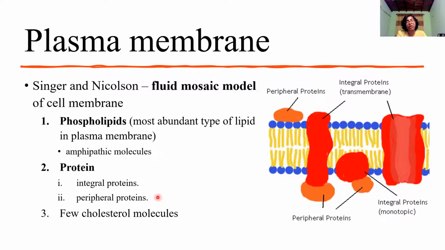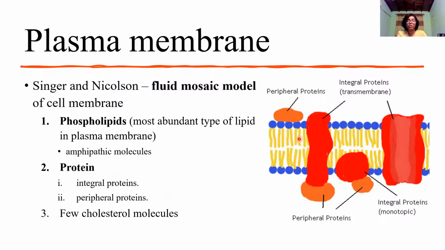Then we have peripheral proteins. Peripheral proteins actually lie on the plasma membrane, outside or inside. So here we can see peripheral proteins. They do not get into the phospholipid bilayer. So there are two types of proteins, integral and peripheral. And then we can find a few cholesterol molecules that are not depicted in this image.